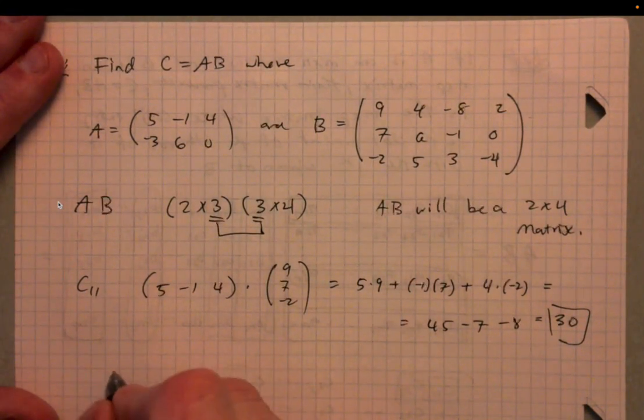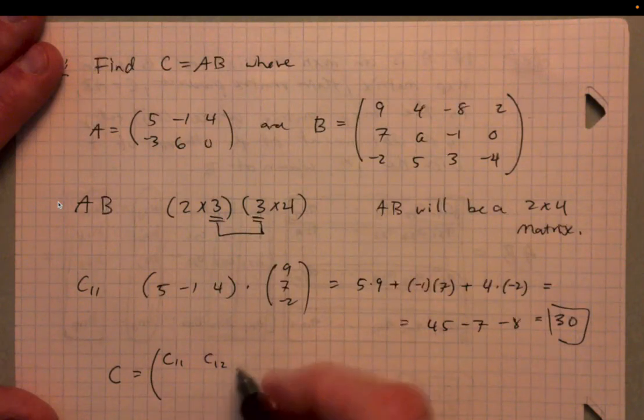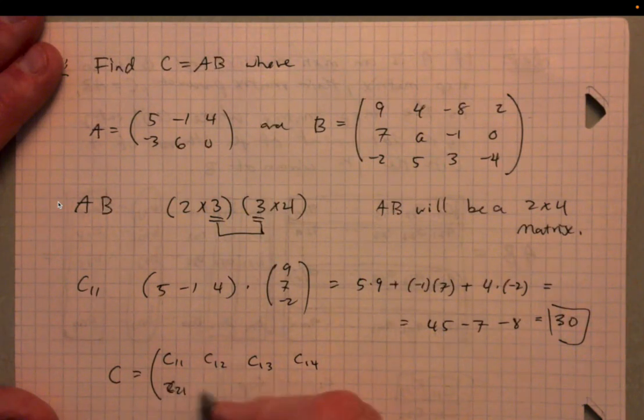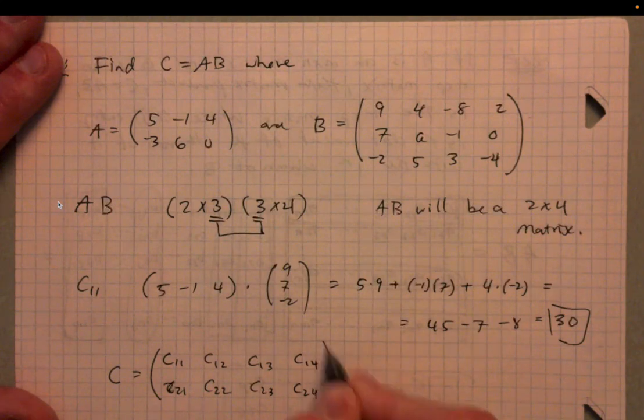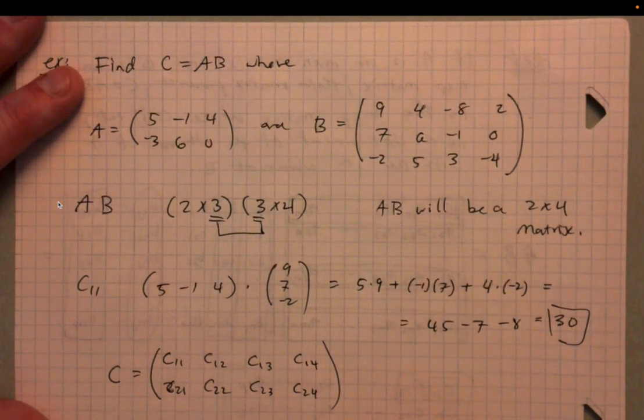Okay, so if C is equal to a 2 by 2, it'll have C11, C12, or sorry, 2 by 4, it'll be C11, C12, C13, C14, C21, C22, C23, and C24. It'll look like that. And so what we've just determined is that the first entry is 30.